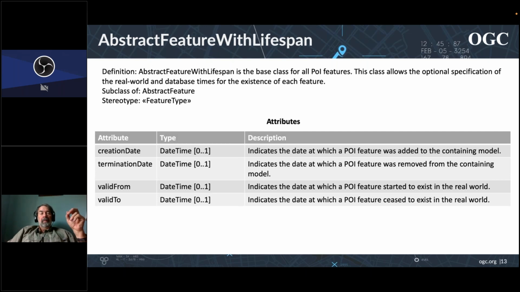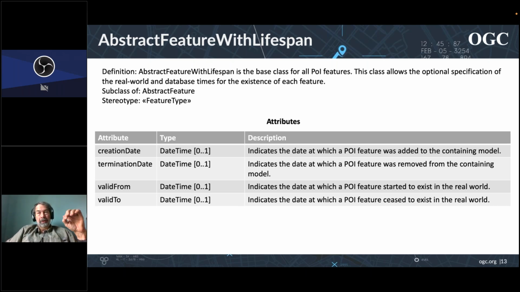So abstract feature with a lifespan is an extension of the abstract feature. It is a subclass. This was also reused out of CityGML 3.0. And what this does is it adds 4 date time properties to the feature, abstract feature. When was it created? When was it deleted or terminated? What's it valid from? When does it become valid? When does it stop being valid? So this allows a feature, a POI, to persist even when it's no longer valid. It also allows you to go back and see when the feature was created and when it was deleted.